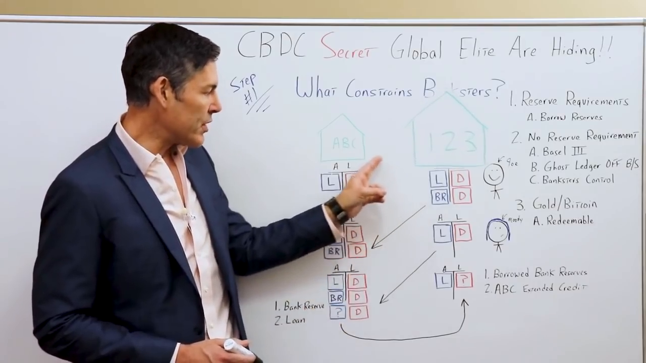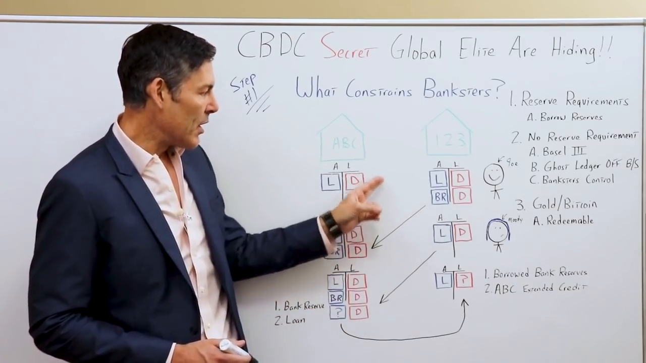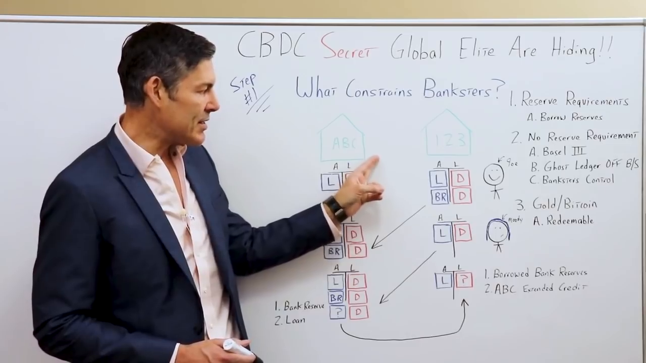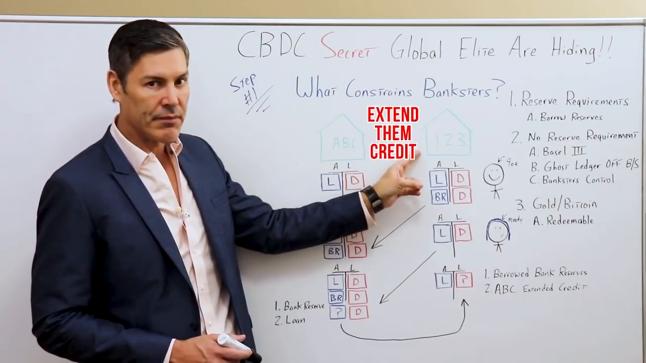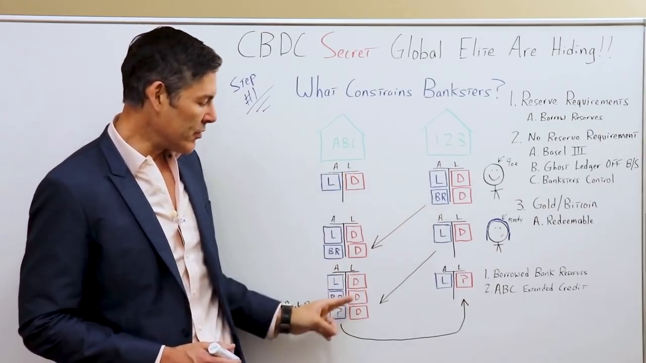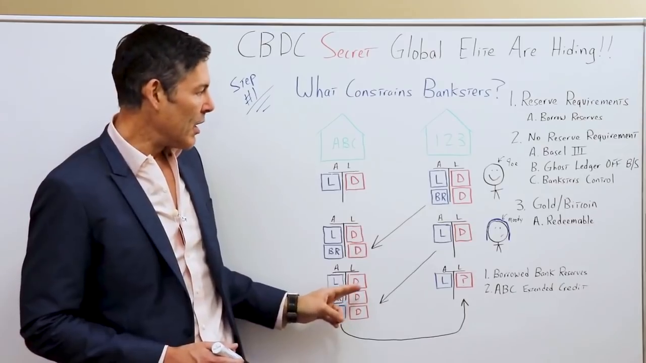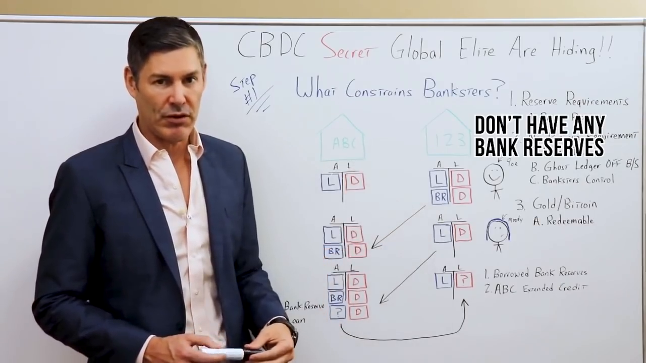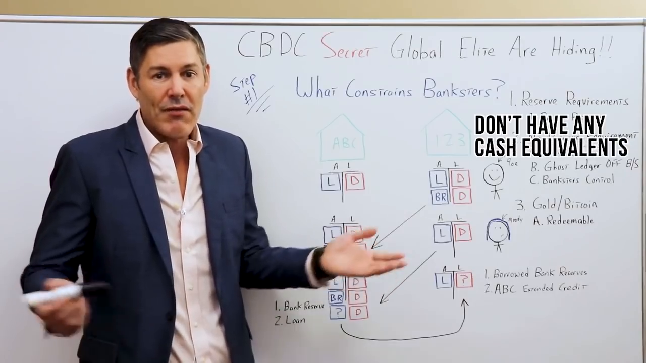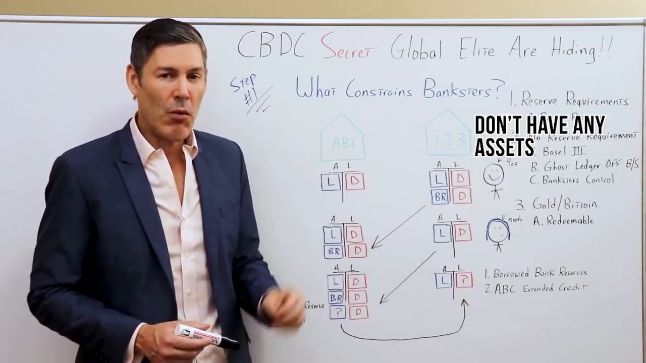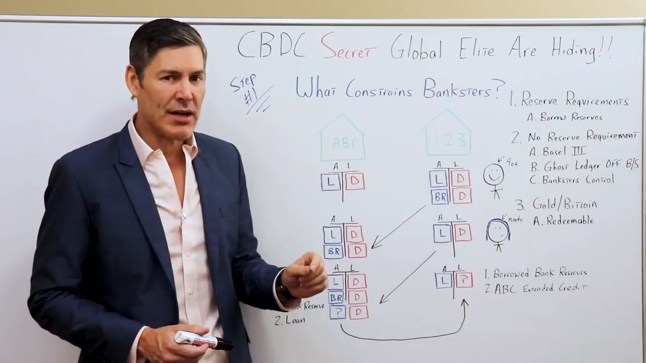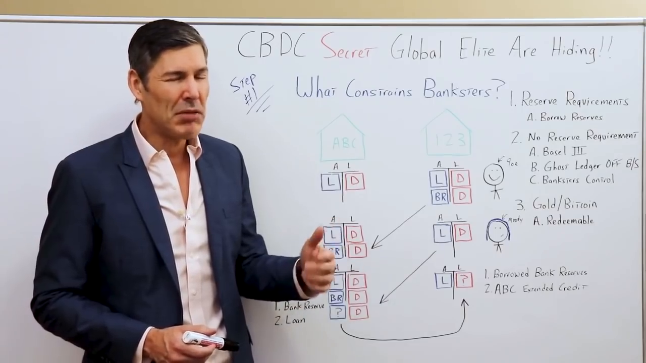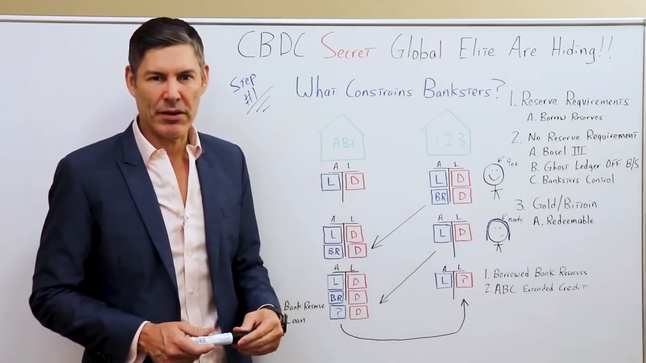So let's say 123 has a good relationship with ABC. ABC can just extend them credit. So 123 transfers the deposit over, which is a liability, and they say, you know what, ABC, we don't have any bank reserves to give you. We don't have any cash equivalents. We don't have any assets to give you. But what we'll do is we'll give you the assets maybe in a couple weeks or maybe a month.